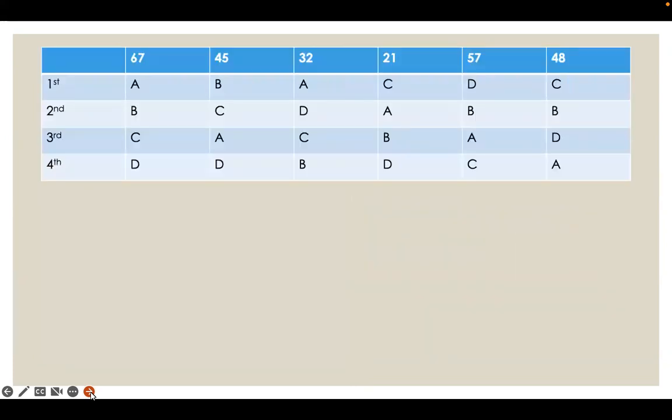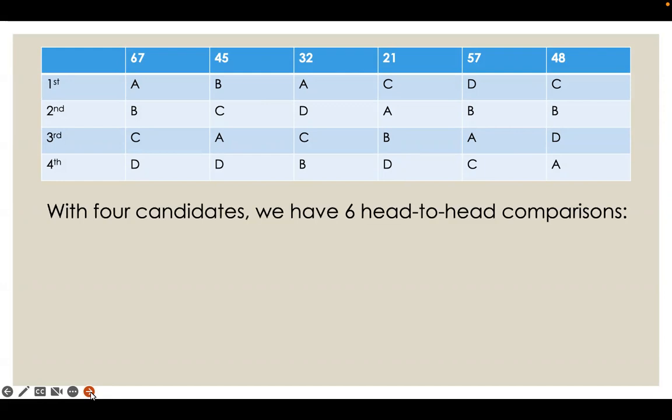So we have 4 candidates, A, B, C, and D. The numbers across the top tell you how many people voted in that order. So first, we're going to talk about all 6 head-to-head comparisons, right? Because we have A versus B, A versus C, A versus D, B versus C, B versus D, and C versus D. Doesn't matter which letter is first.